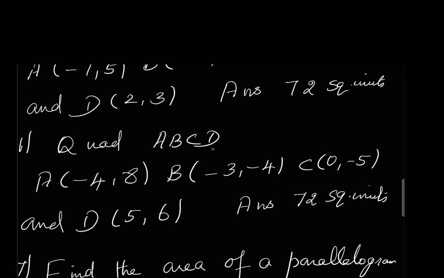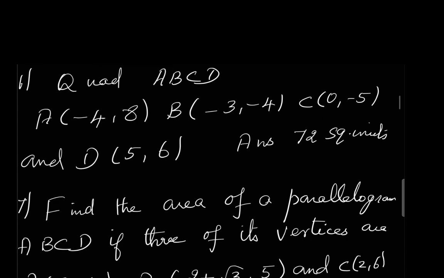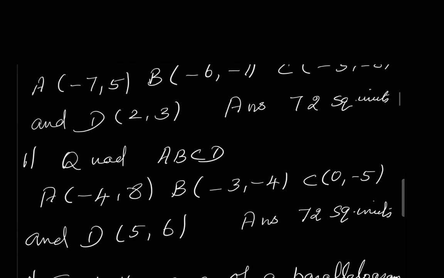Then next is quadrilateral ABCD. Vertex A, vertex B, vertex C, vertex D is given. Answer is 72 square units. See, nearly 5 sums are given for finding the area of the quadrilateral. Just you practice.